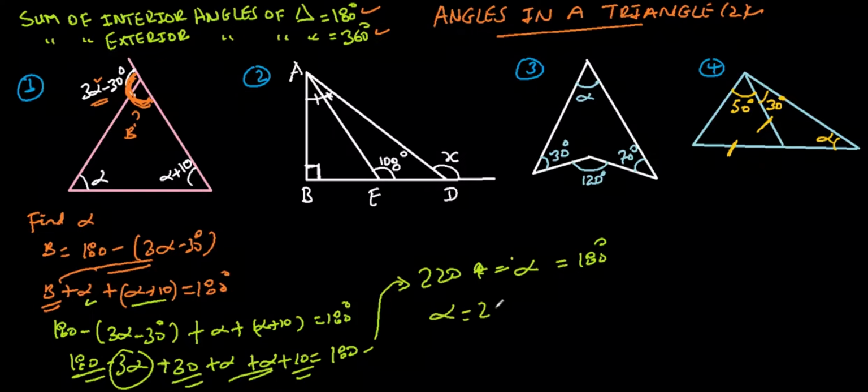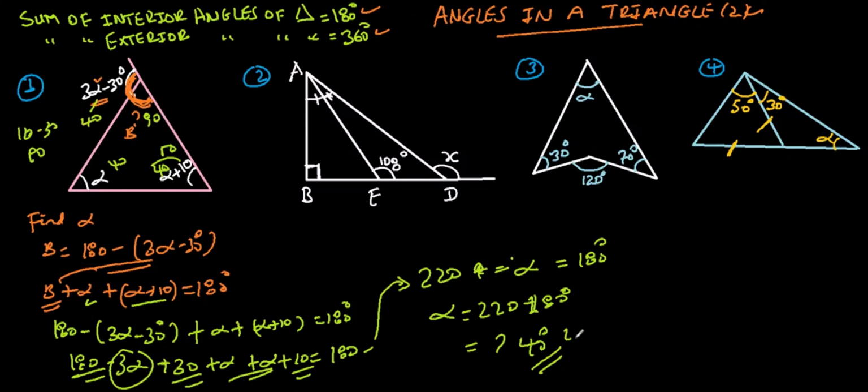So alpha will be 220 minus 180 degrees, which is 40 degrees. If you substitute 40 here, this one will be 40, this one is 50 degrees, and this one is 120 minus 30, which is 90 degrees. So the answer for the first one is 40 degrees.